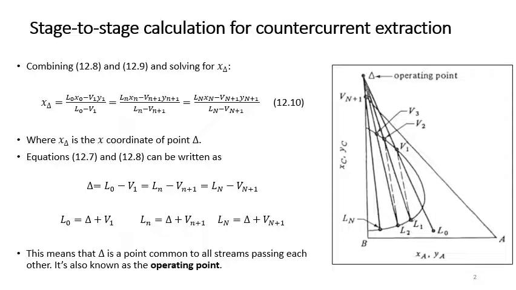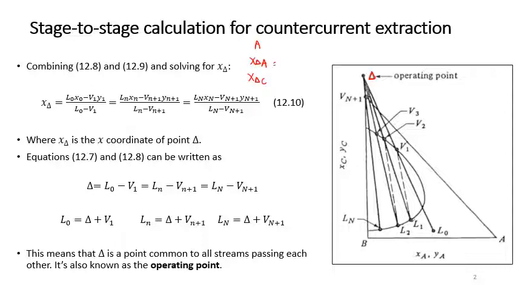So if you combine equations 12.8 and 12.9, and solve for only x delta, meaning the change in the flow rate for the component, you should get the value of x. Here x is the coordinate for the point delta. So if you do the component balance of component A, then you get x delta for A. And if you do the component balance for component B, you shall get x delta for C.